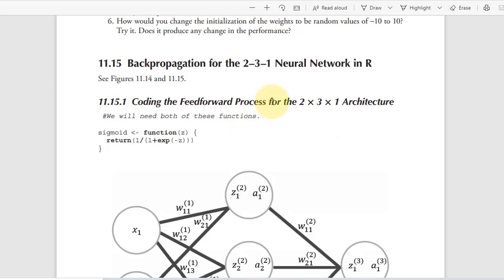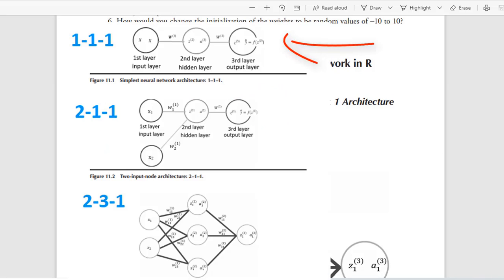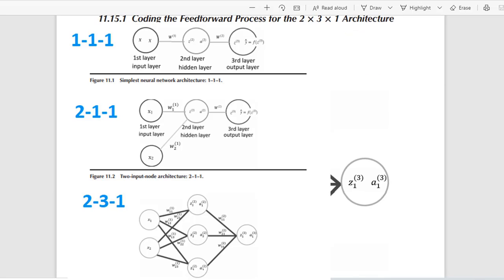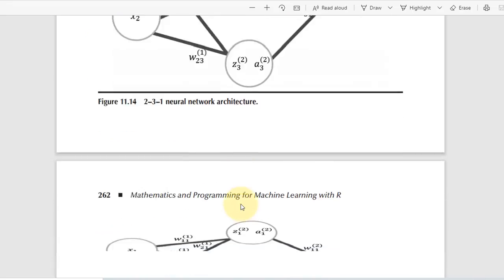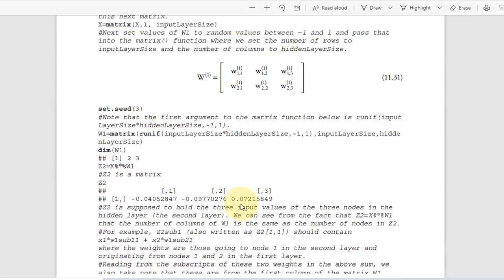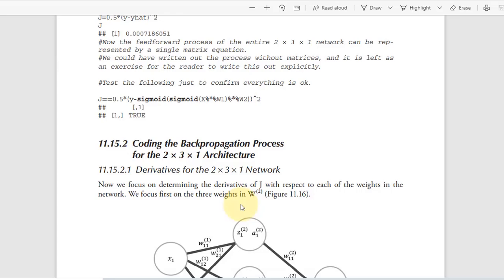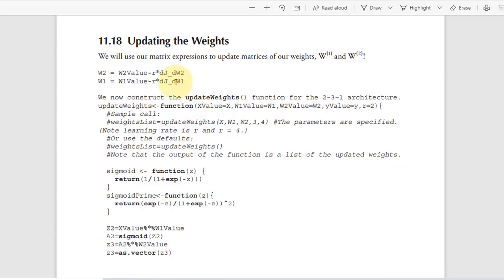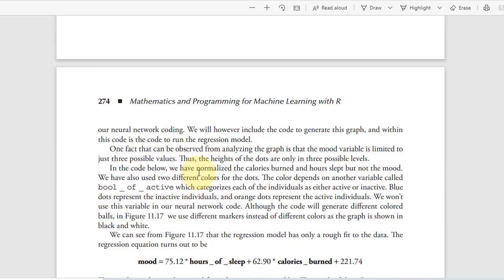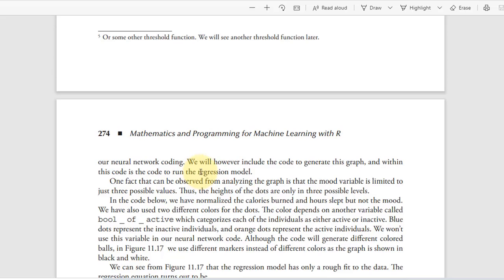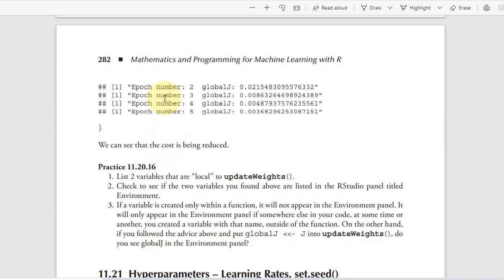So we code first the easy 1-1-1 neural network where we only have one node in each layer. And then we do the slightly more complex network, and then we do this network. We code it. So that's what a lot of the chapter is about. And it's also about putting it into matrix form. We have to write code, of course, for updating the weights. And then here we try it on some new data. We test out our code on some new data, and we see how it does.